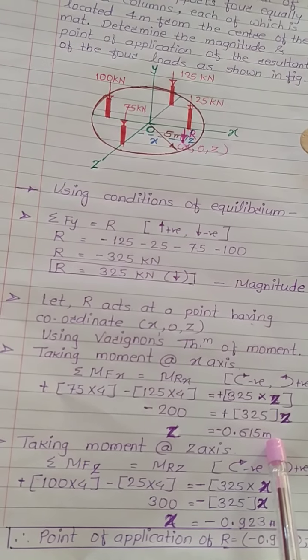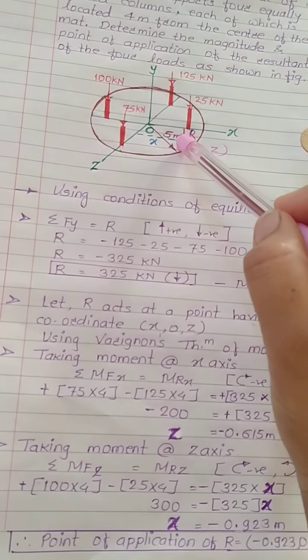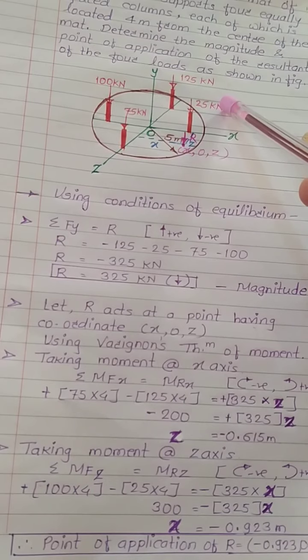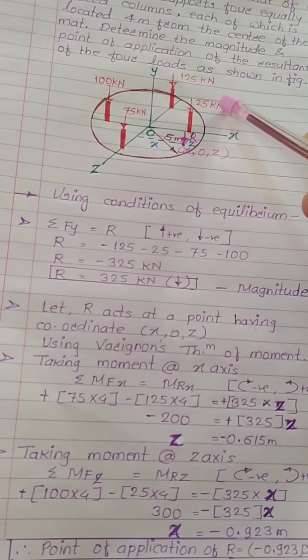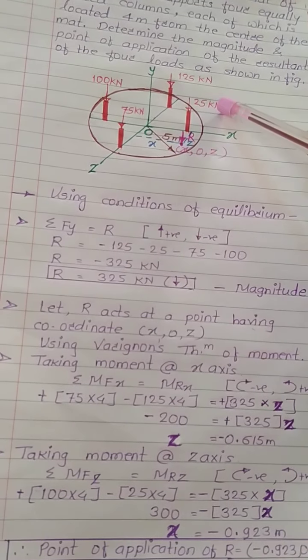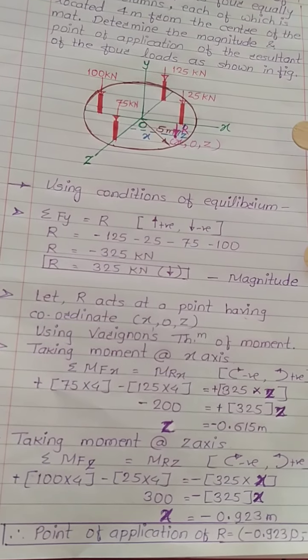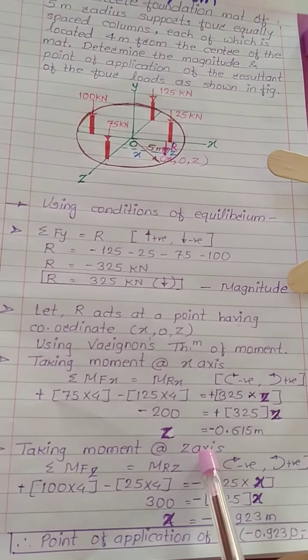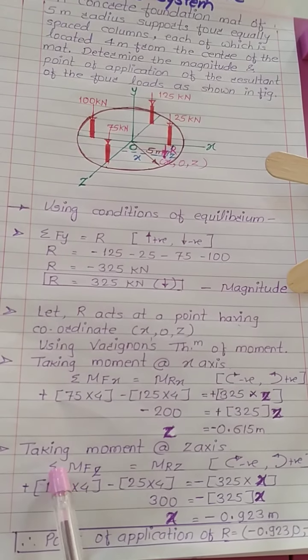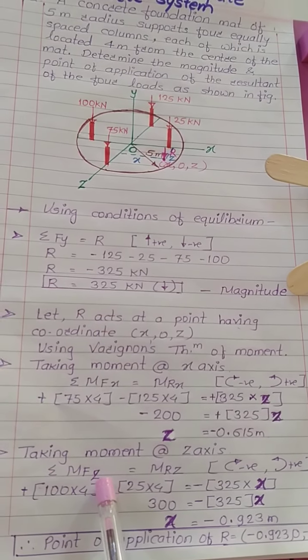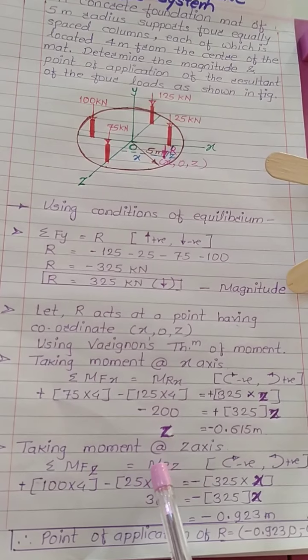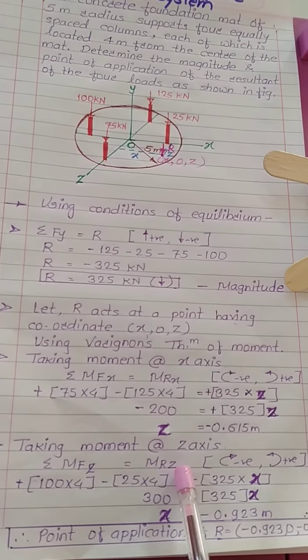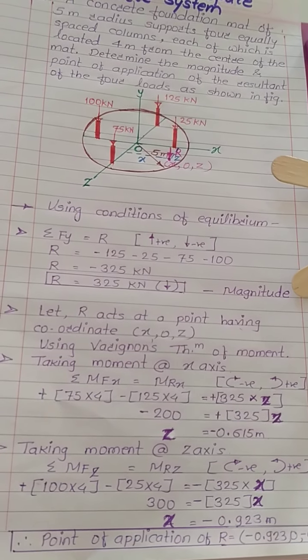So the minus sign indicates it must act on the opposite side from what I have assumed. So it will act on this side. Okay, now take moment of all forces about z axis. Now look, the summation of moment of all forces about z must be equal to the moment of resultant about z-axis. I am following the same sign convention.